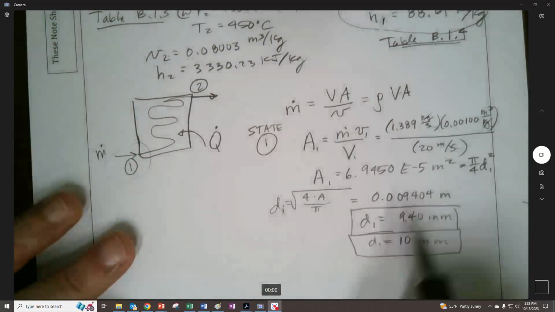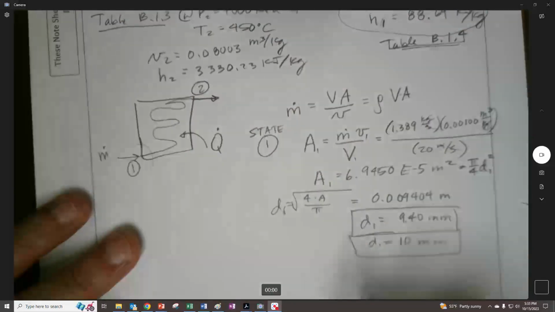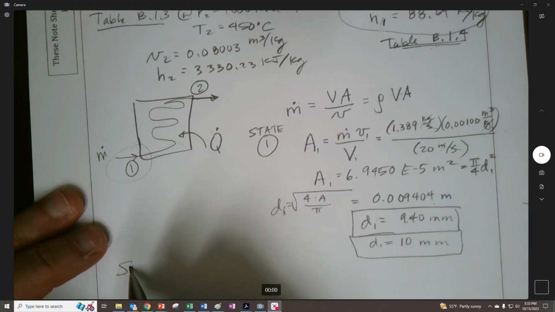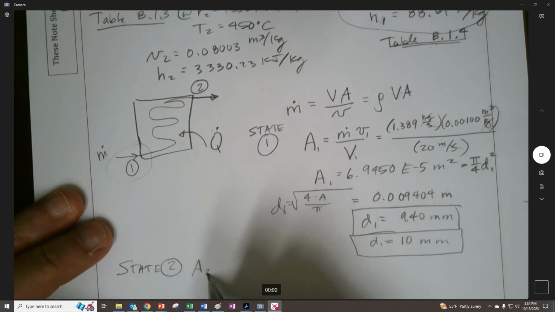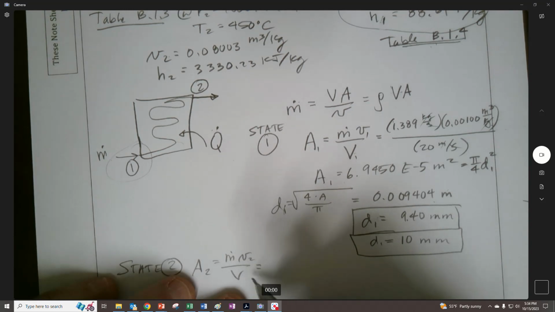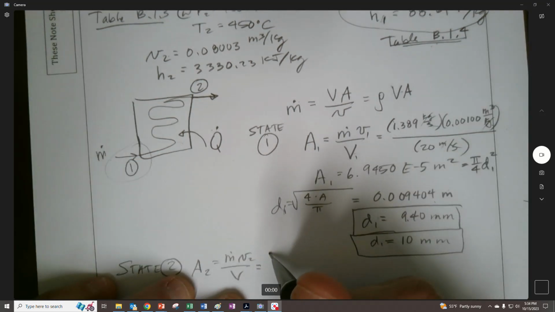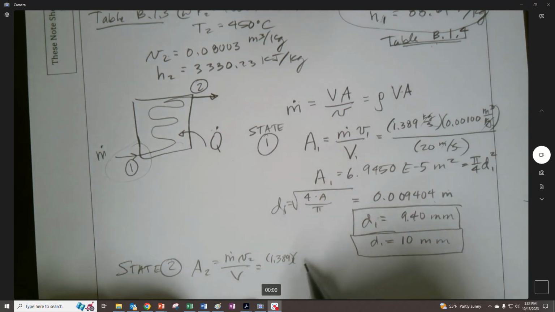But anyway, coming back to the other one, because they wanted both the inlet and the outlet. So at state 2, we would do the same thing. A2 is going to be m dot times V2 over V, which is going to be 20. So we got the same 1.389. We're confident with our units canceling out.